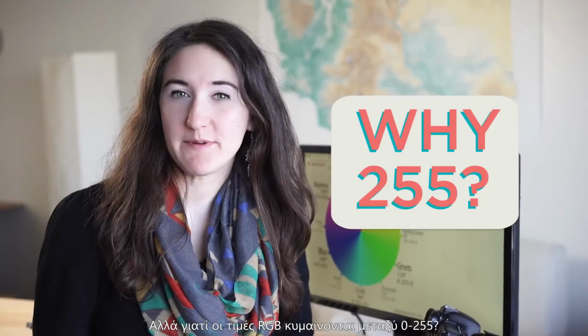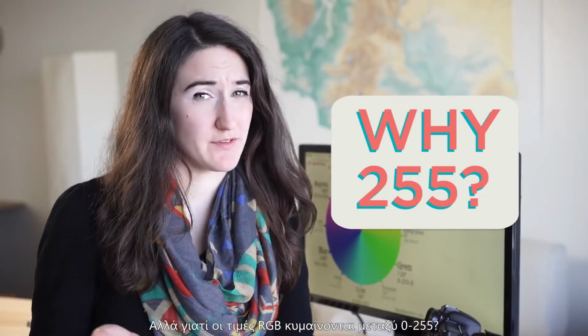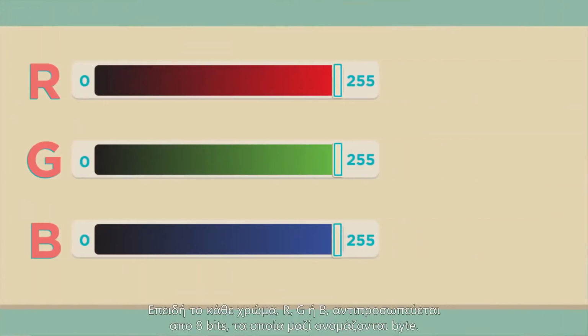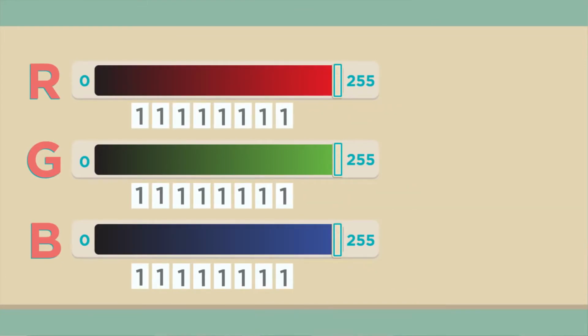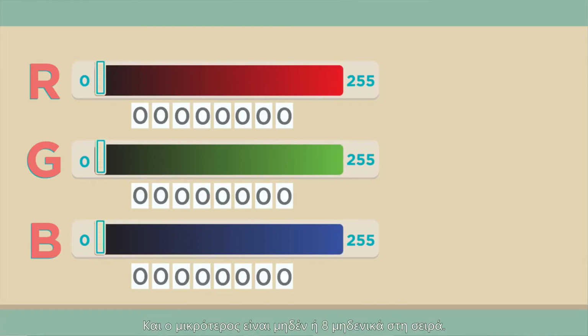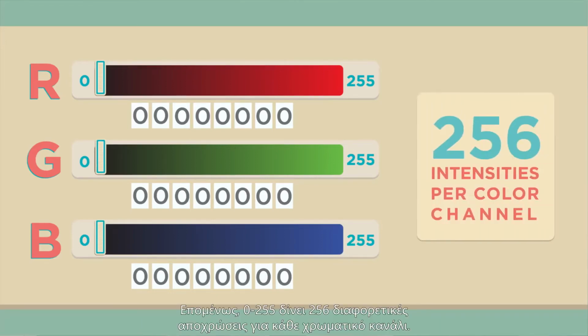But why do RGB values go from 0 to 255? Turns out that each color channel, RGB, is represented by 8 bits, which together are called a byte. If you know the binary number system, you know that the maximum number 8 bits can represent is 255, which is equal to 8 ones in a row, and the lowest is 0, or 8 zeros in a row. Therefore, 0 to 255 gives us 256 different intensities per color channel.